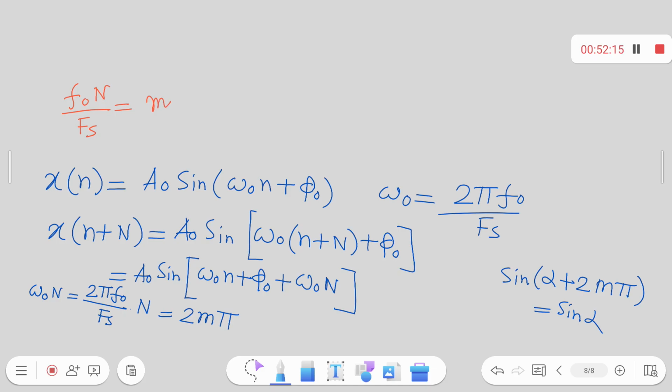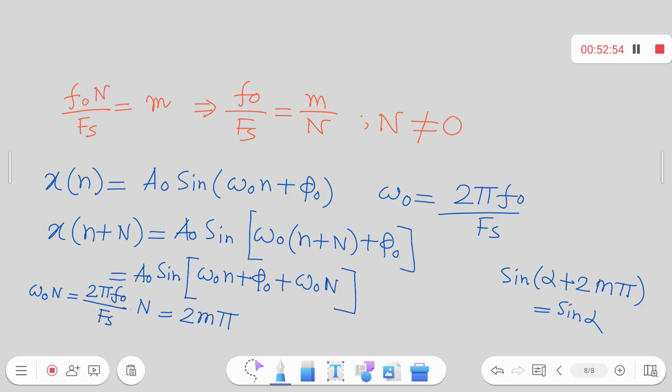Or, as I have told you, f naught by fs. F naught is the frequency of the signal, and fs is the sampling rate of the discrete signal. If that can be represented in this m by N form, in the rational form, where capital N is non-zero, and if this condition gets satisfied, then only you can say that the discrete signal is also periodic in nature. Can you get the point?